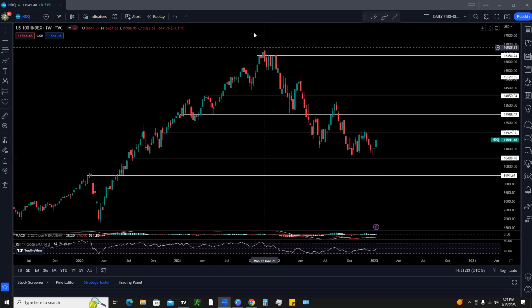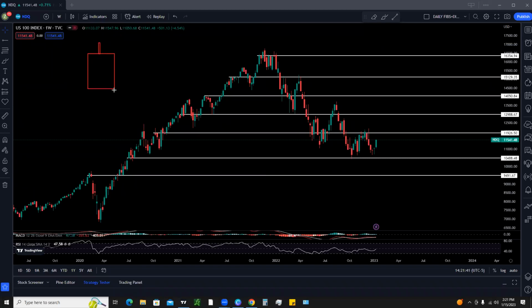If you're not familiar, this is what a candlestick looks like. You have a wick here, then you have the actual body of the candle, and then you have another wick down here. Those are the wicks right over here, and this is the body. In a bullish candle, this is your open, and then this is your close.